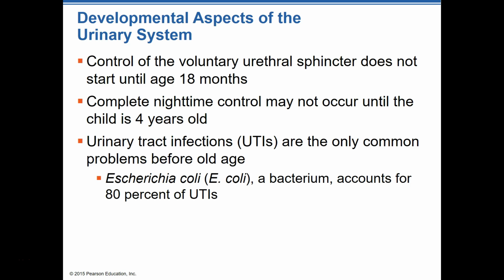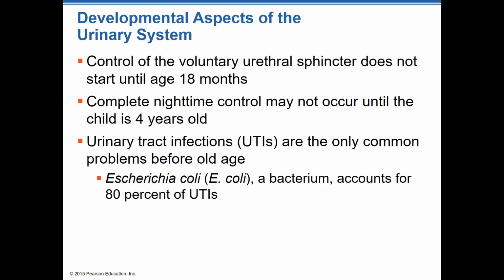Control of the voluntary urethral sphincter does not start until about 18 months. So if you're trying to train your 1-year-old to use the bathroom, don't be harsh on them. Basically what you're doing is you're just trying to get them to learn the routine, or the sensations that their body's doing. If you can get your 1-year-old to 18-month-old to simply tell you, hey, I just did my business, and then go into the bathroom, then you're well on your way to getting them potty trained.